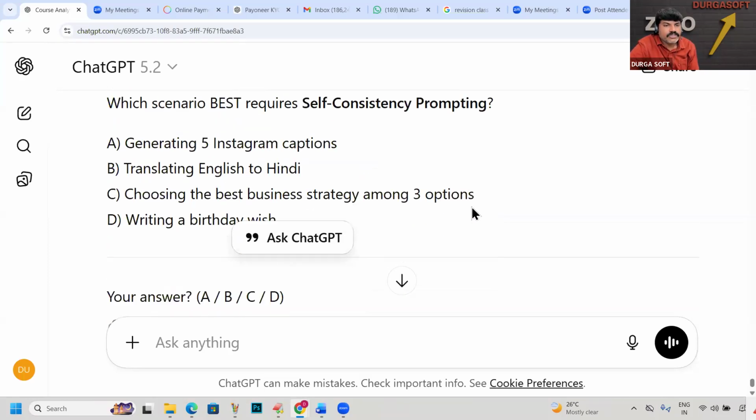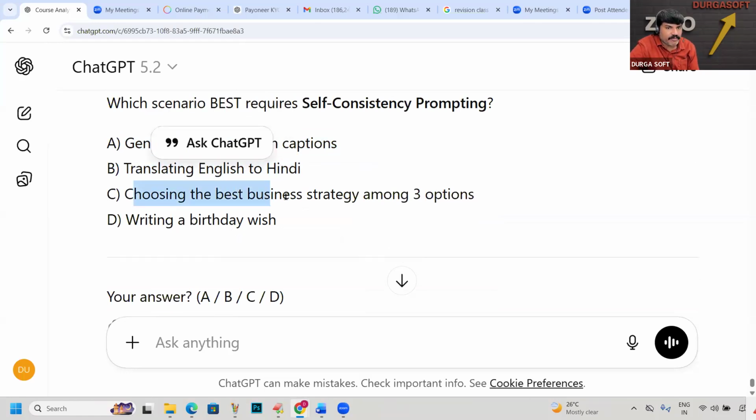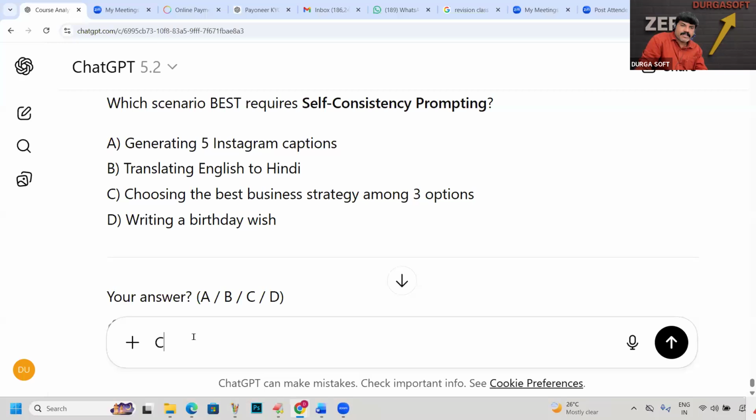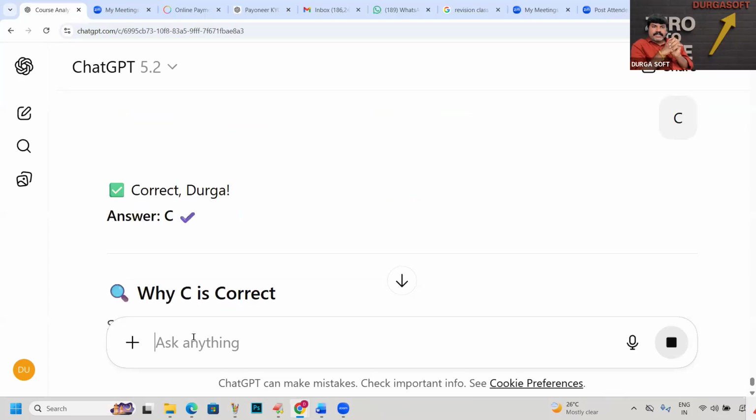Next. Which scenario is the best to require self-consistency prompting? Generating 5 Instagram captions, translating English to Hindi, choosing the best business strategy among 3 options, or writing a birthday wish. Which one is the best choice for self-consistency? C, the business strategy among 3 options. Correct.